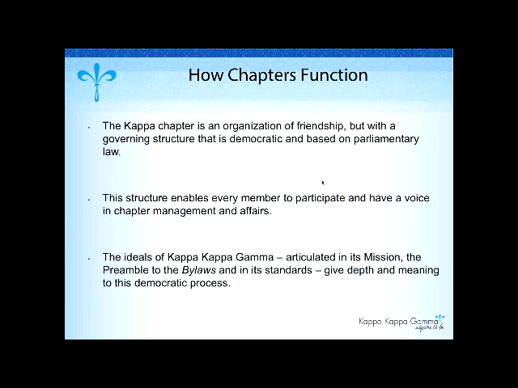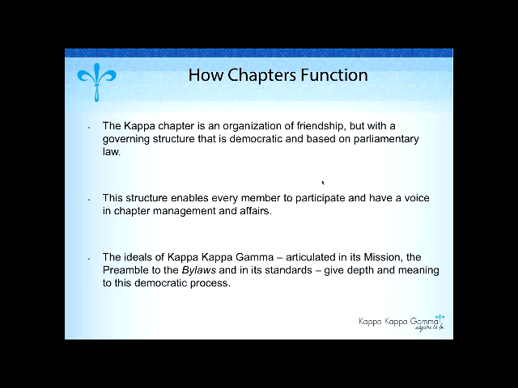You know, I love this first bullet point, an organization of friendship, but with a governing structure. It sort of captures it all, doesn't it? Parliamentary procedure exists to facilitate the transaction of business and to promote cooperation and harmony. Fits right in with our sisterhood.